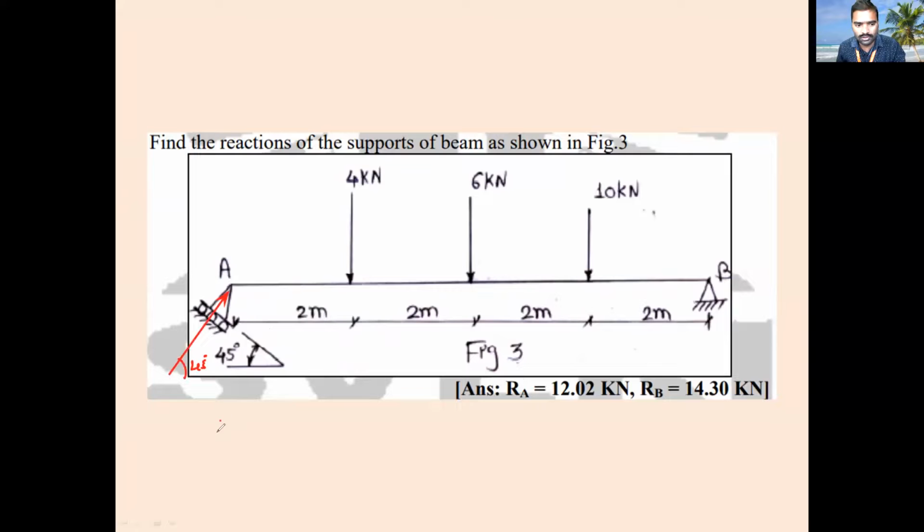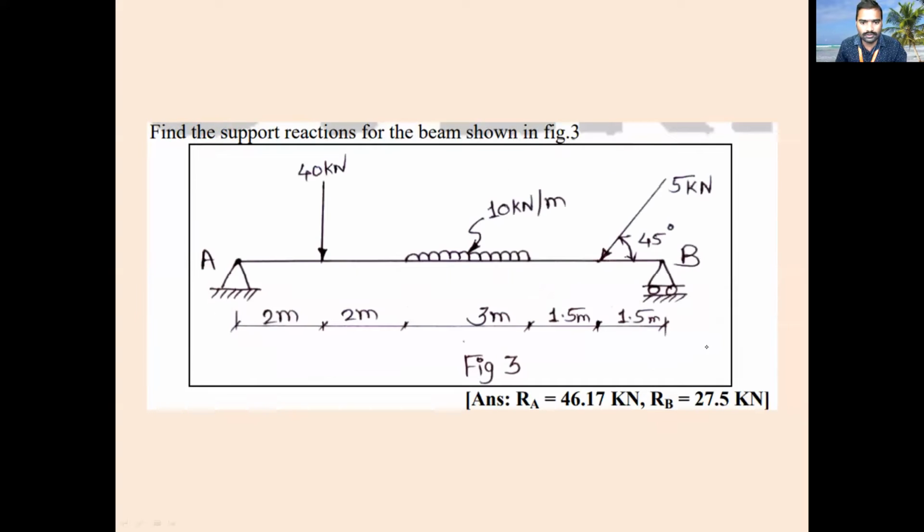So how to solve this one? Take moment about A equal to 0 first, so that you will get the RB value. Then take sigma Fy is equal to 0, so that you will get the RA value. Is it simple enough? Yes, sir.